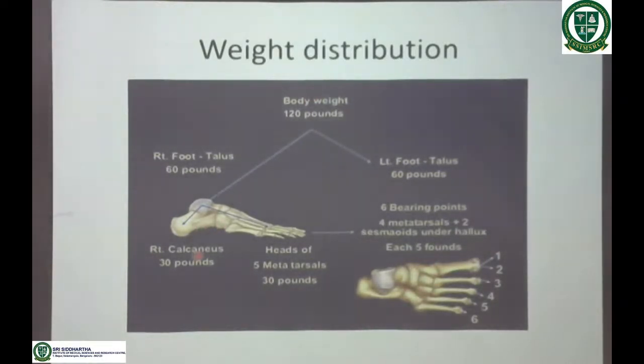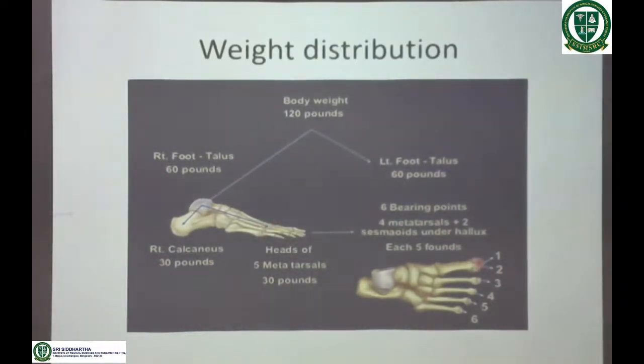Then from the femur to the tibia, and from the tibia the weight gets transmitted to here. This is the talus. So 60 to the right leg and another 60 to the left leg. One leg we are explaining, suppose this is the right leg. So 60 pounds of weight is distributed to the talus. From there, 30 will go anteriorly and 30 goes to the calcaneus, then to the ground. The 30 going anteriorly reaches the heads of the metatarsals.